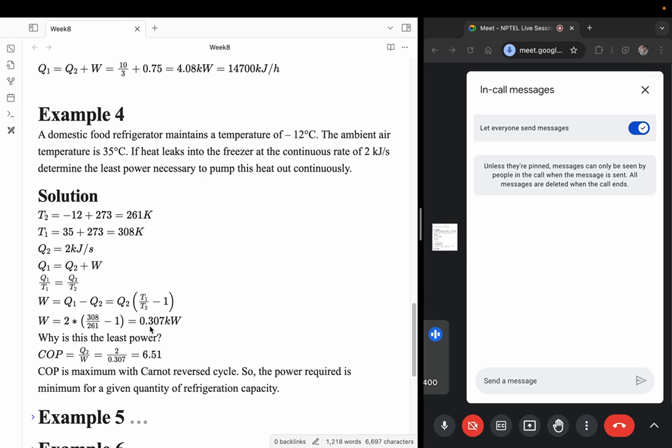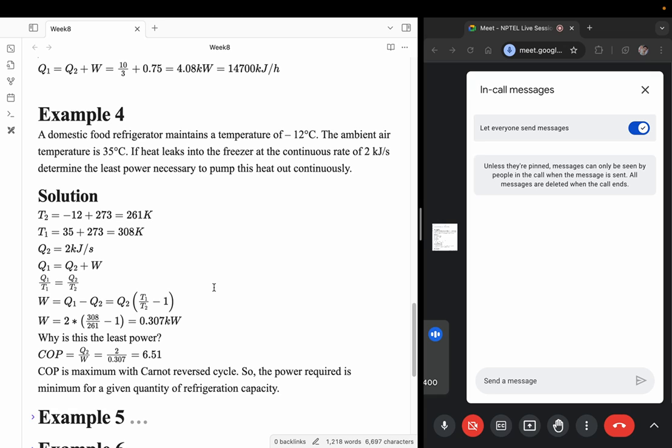Or for those of you who are more mathematical, COP is defined in this way. COP will be maximum whenever you have a reversible process. So any irreversibilities inside your cycle will reduce the value of COP. If COP is reduced, your W will increase. So this is the maximum possible COP for a given refrigeration load. Here the refrigeration rate is fixed. For this refrigeration capacity, this is the maximum COP, so the W will be the minimum W. If this value decreases, then W will increase. That is why this is the minimum power that is required.